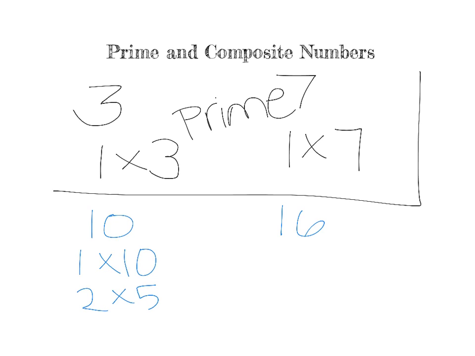16 is also a composite number. 16 has the factors of 1 and 16, 2 and 8, and then 4 times 4. Any number with more than 2 factors, factors that aren't 1 and itself, is composite. Numbers with only 2 factors, 1 times that number, are prime.